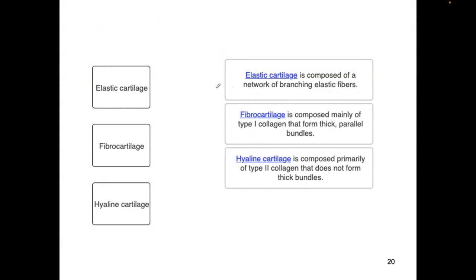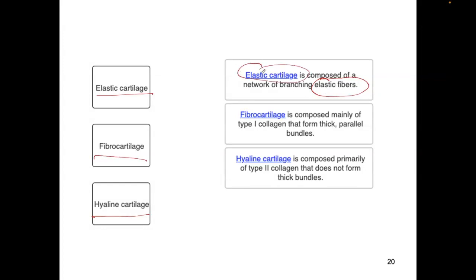So here we go. It's a drag and drop. We have to choose between elastic cartilage, fibrocartilage, and hyaline cartilage. Which type of cartilage is composed of a network of branching elastic fibers? I thought they taught us not to use the word in the definition.